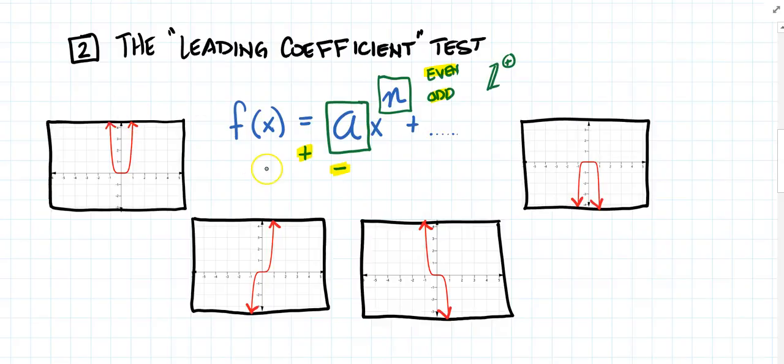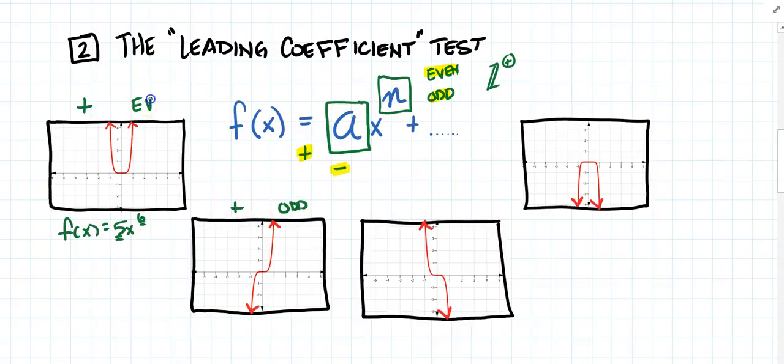If I go up and up, that means that I'm going to have a positive leading coefficient and an even exponent, a positive even polynomial. So the leading coefficient will be positive and the exponent will be even. As an example, I could have something like f of x equals 5x to the 6th. That's a positive number, 5, and an even number, 6, so therefore the end behavior will be up and up.